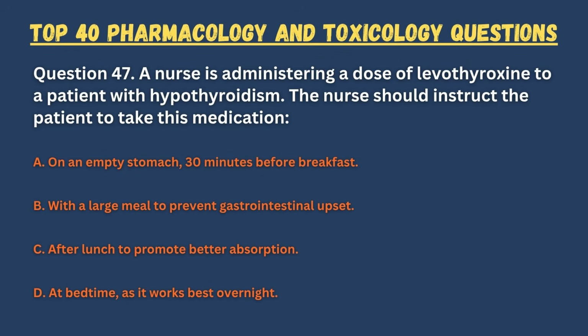Question 47. A nurse is administering a dose of levothyroxine to a patient with hypothyroidism. The nurse should instruct the patient to take this medication: A. On an empty stomach, 30 minutes before breakfast. B. With a large meal to prevent gastrointestinal upset. C. After lunch to promote better absorption. D. At bedtime, as it works best overnight.